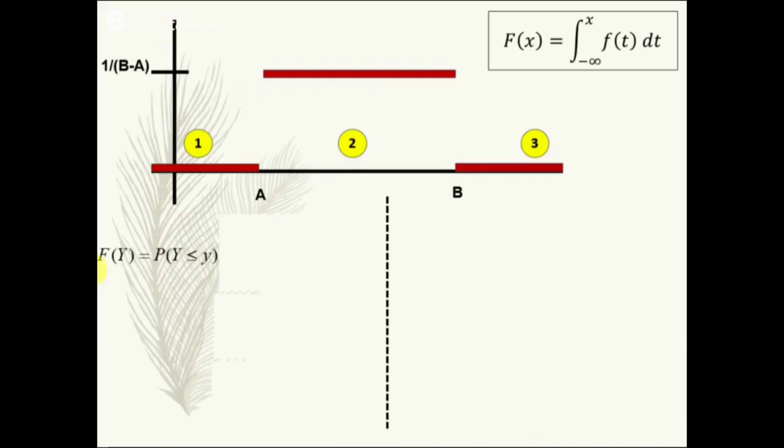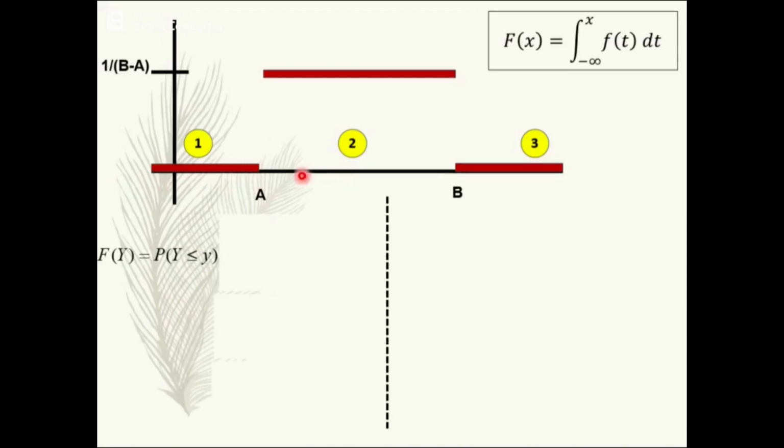So we need to just start off with the definition of a CDF, which is just this. Now suppose we have a value of y that's in region 1. The area under the graph for any value of y between minus infinity and a is 0. You can see the line is there. So we're not even going to bother with that integral. We're going to start with region 2.